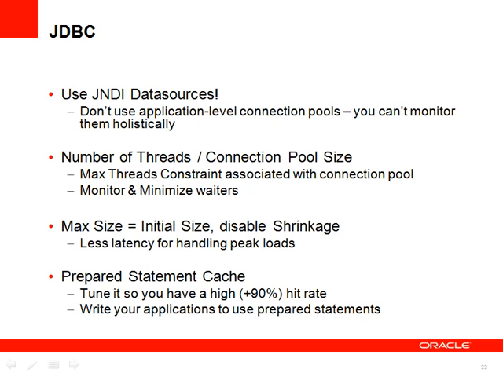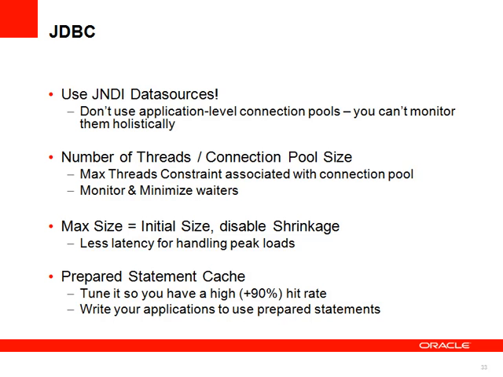You can limit the size that the thread pool will grow to by associating it with the connection pool, such that the number of threads will not exceed the number of connections that you have available for the database. In addition, in most cases, it's optimal to set the maximum size to the initial size and disable shrinkage of the connection pools. And what this offers is less latency for handling peak loads.